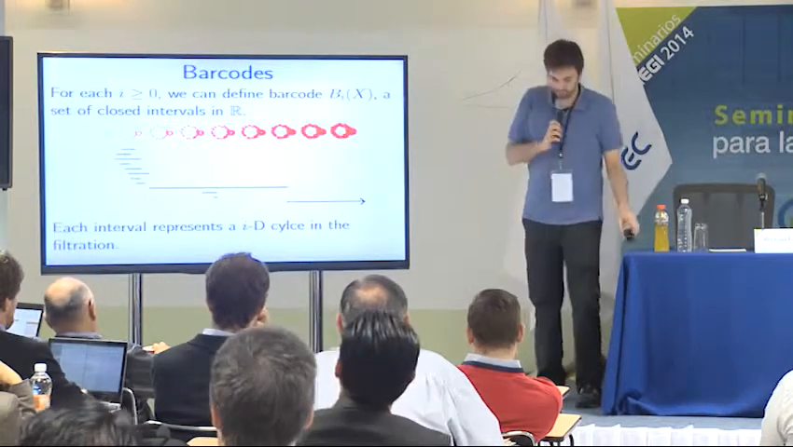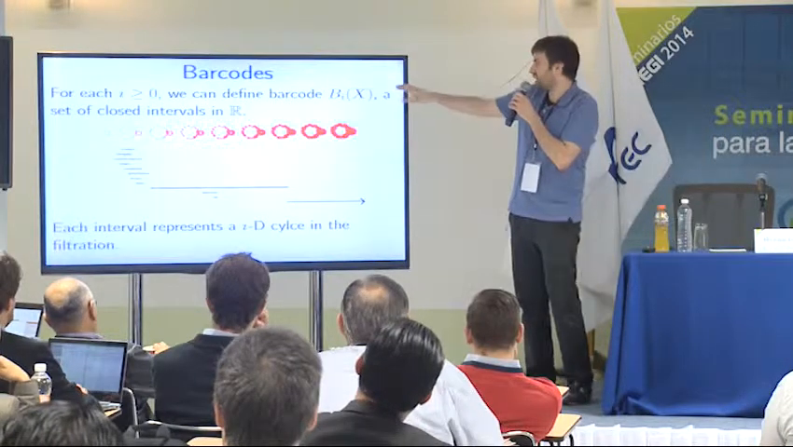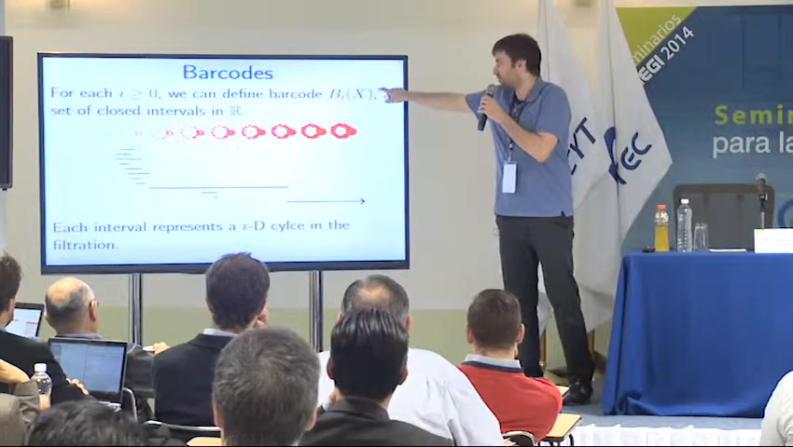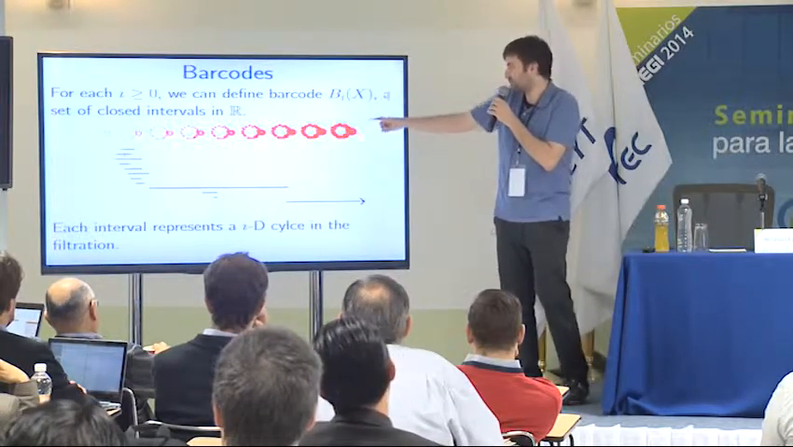Okay? So using that idea, for each non-negative integer i, I can define a barcode, which I'll also denote b_i of X. X is our data. And again, this is a set of closed intervals in R.